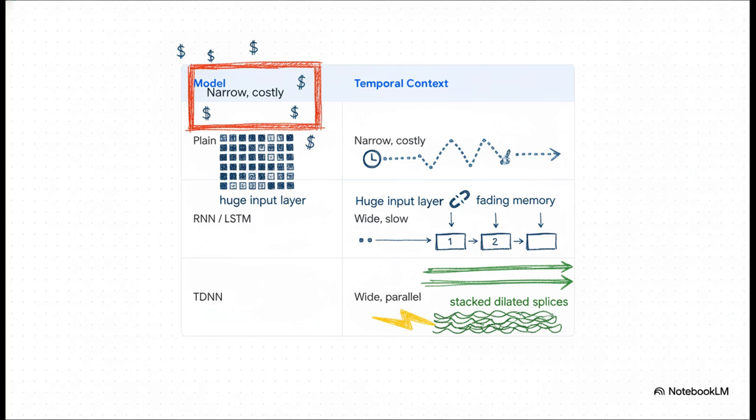Theoretically, it has wide context, but it computes sequentially. It has to process frame 1 to get to frame 2 to get to frame 3. That is incredibly slow, really hard to parallelize, and its memory actually fades over long distances. Finally, look at the TDNN. It achieves that wide context via stacked dilated splices, but crucially, it computes over those windows in parallel. It is highly efficient and lightning fast compared to the sequential bottleneck of an RNN.